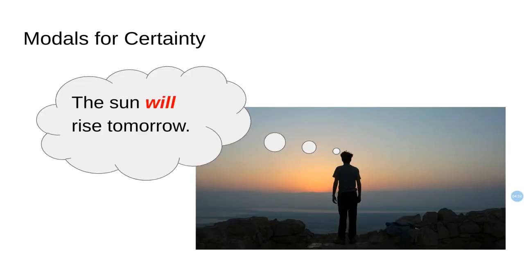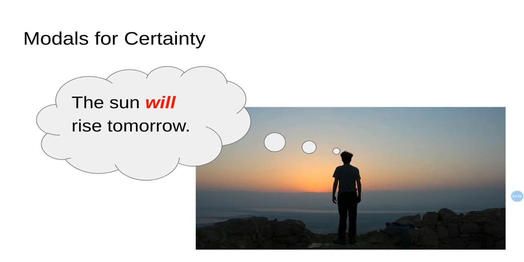Let me give you another example. Will the sun rise tomorrow? Yes, it will. I'm 100% certain. The sun rose in my great-grandmother's time, and the sun will rise tomorrow as it has always done. I'm certain of it. The sun will rise tomorrow.